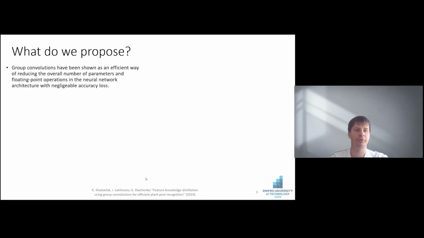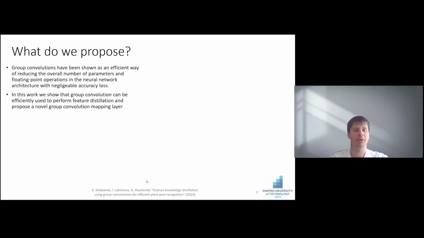So what do we propose? Group convolutions have been shown as an efficient way of reducing the overall number of parameters and floating point operations in the neural network architecture with negligible accuracy loss. In this work, we show that they can be efficiently used to perform feature distillation and propose a novel group convolution mapper layer. We show that this layer outperforms the feature mapping layer without group convolutions.